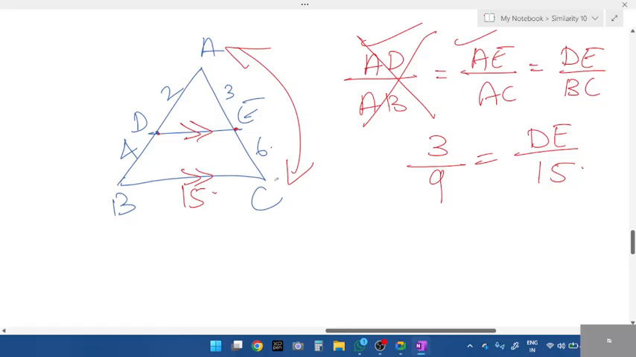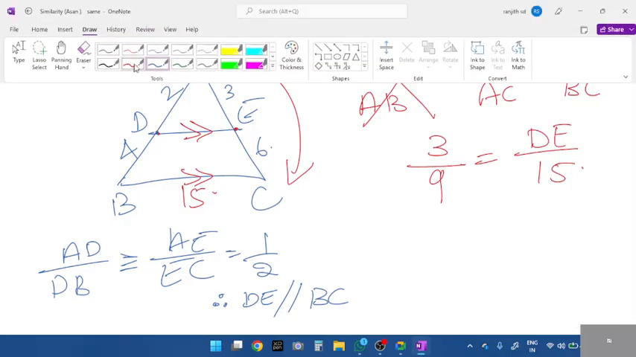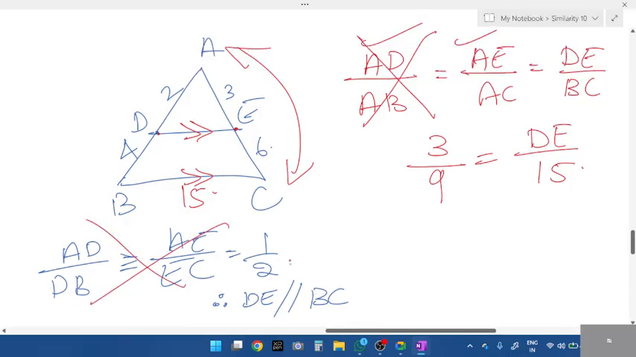So first point, parallel. We proved it using the half length concept. AD divided by DB is equals to AE divided by EC. Once you write the value, both are half, students. We got the answer as half. Then you have to write, therefore, DE is parallel to BC. This is the statement you have to write. Once you write this, if you want to find the parallel line, we don't use half length concept for parallel line. We use the full length concept.